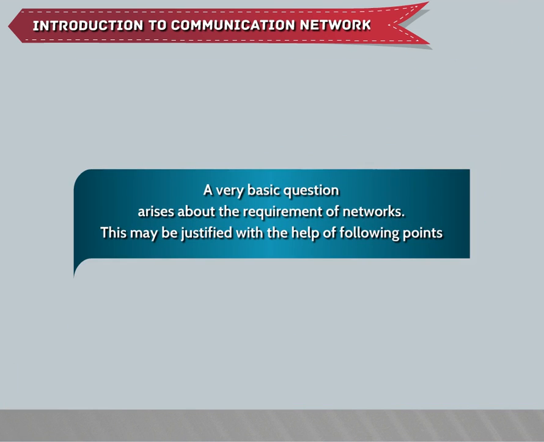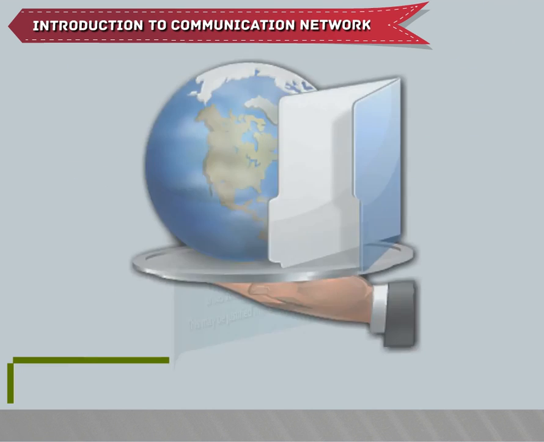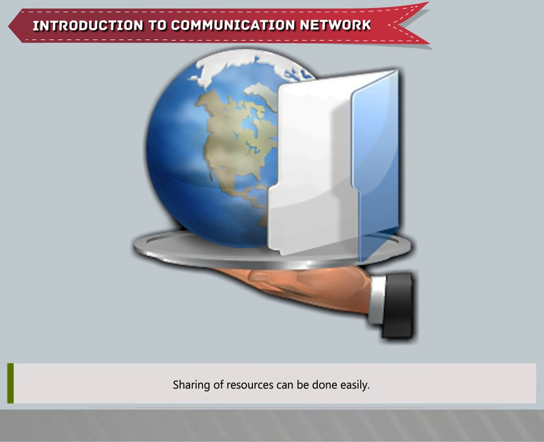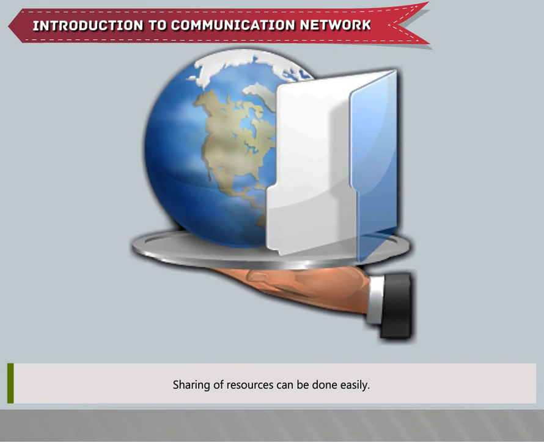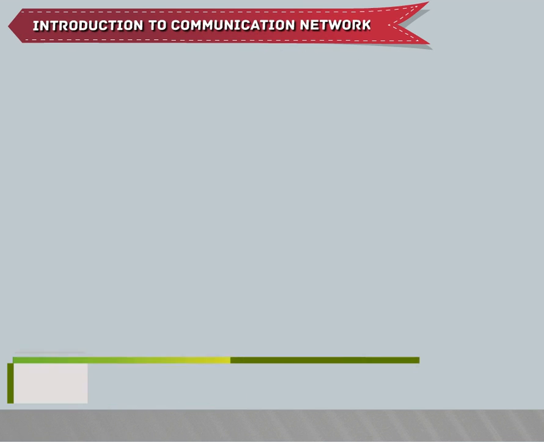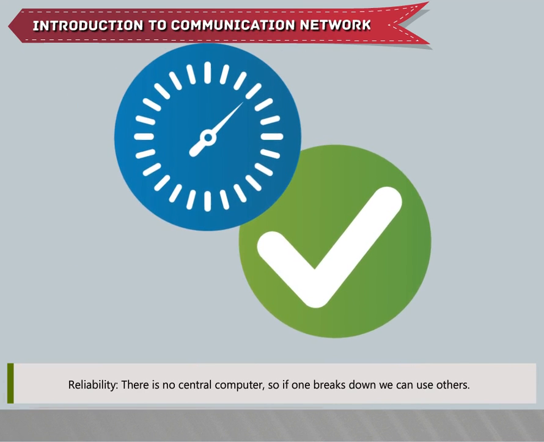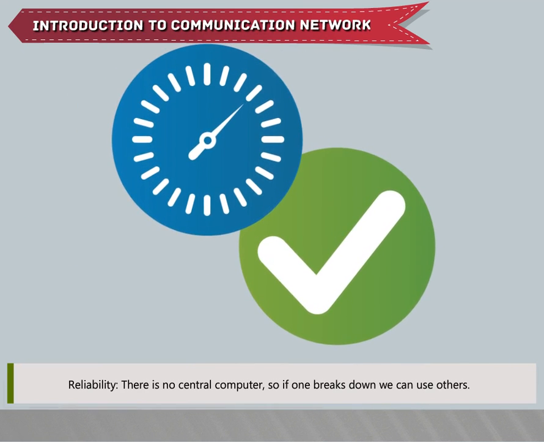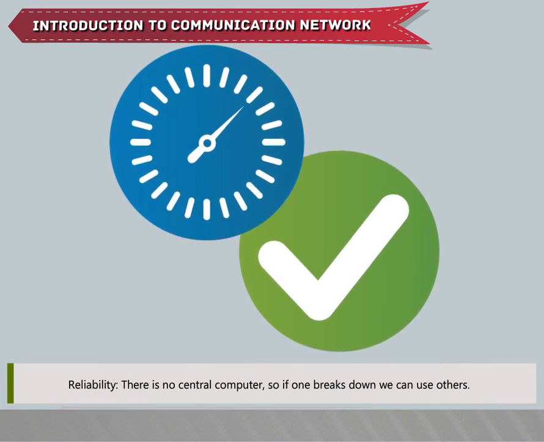A very basic question arises about the requirement of networks. This may be justified with the help of following points. Sharing of resources can be done easily. Reliability. There is no central computer, so if one breaks down, we can use others.